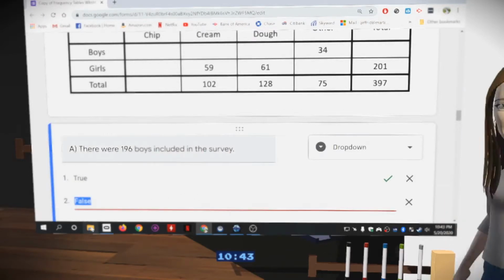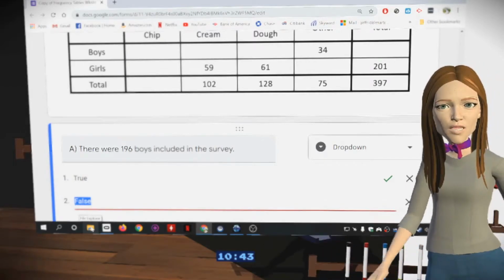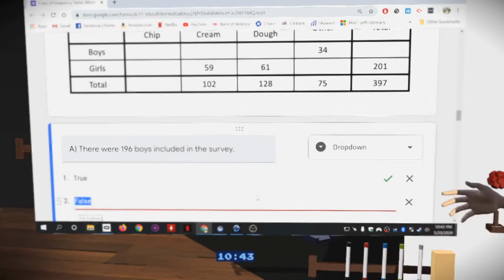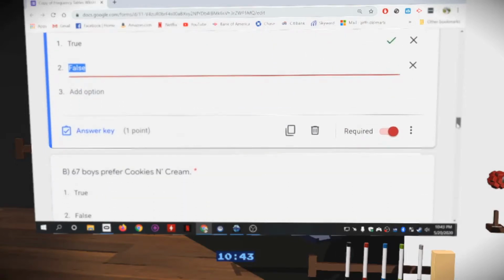And it should be 196. So for this section, totally true. All right, second question.